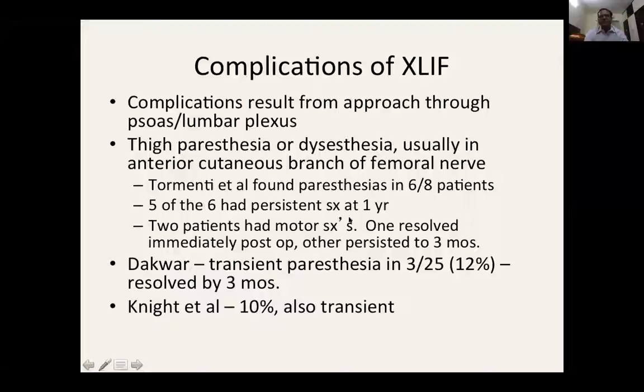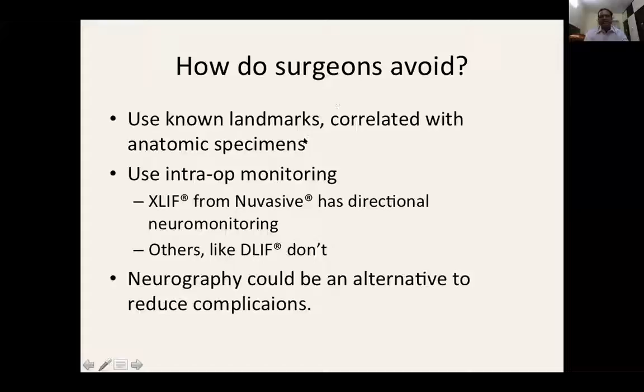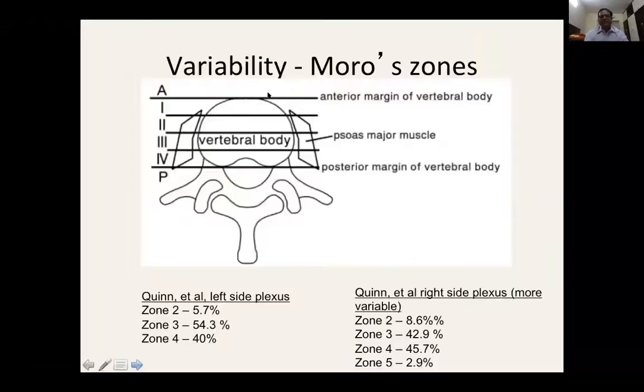So to avoid this, one can use intra-op monitoring or do a neurography before to decide the entry point. If one looks at Moro's zones, the body is divided into 4 zones: zone 1, zone 2, zone 3, and zone 4. Now, zone 3 and zone 4 have a higher incidence of nerve plexus injury because the plexus is posteriorly situated. So entry in zone 1 and zone 2 has less risk of injury.